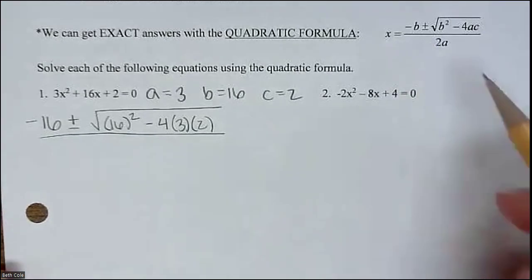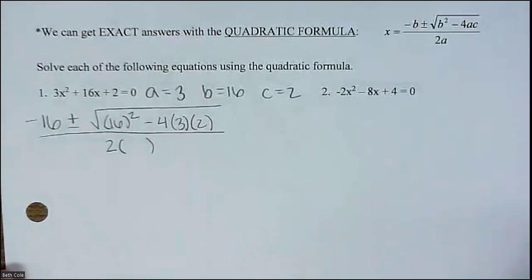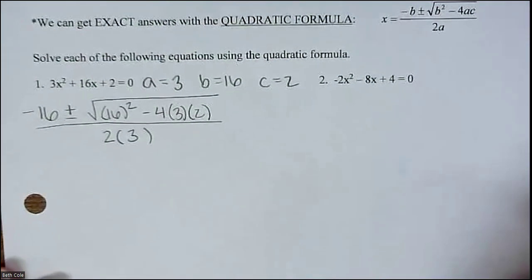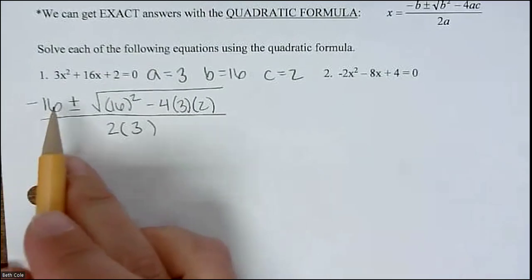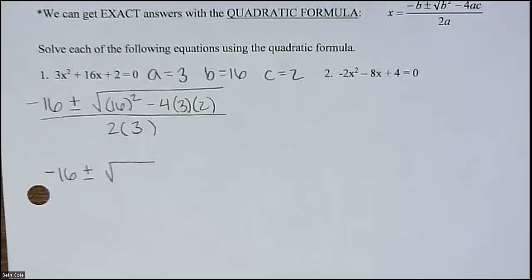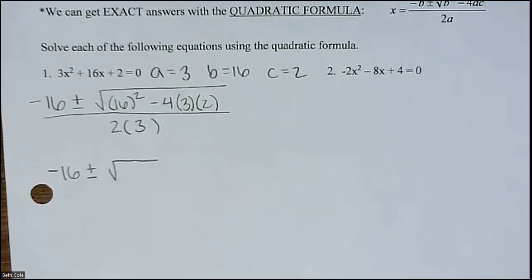All right, gigantic fraction bar, and it's over 2 times A. So what is A for our problem? 3. Now we're going to rely heavily on the calculator for most of this. It's negative 16 plus and minus square root. Now I'm going to go and type this in the calculator. All you have to do is watch.